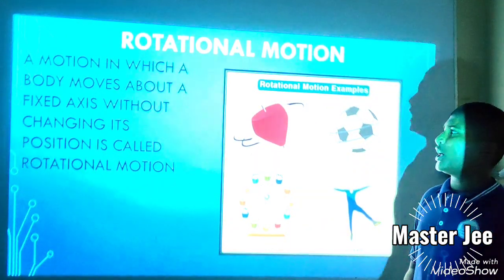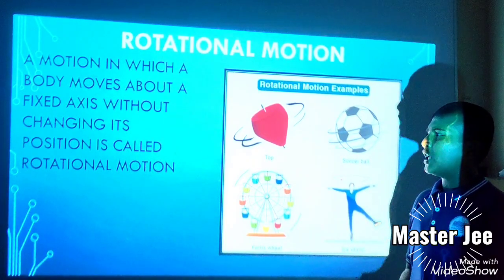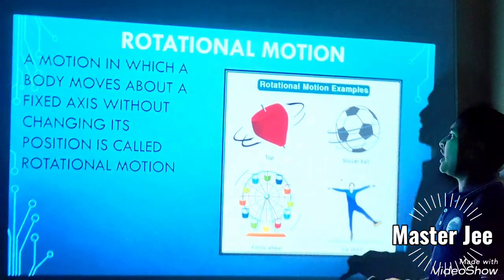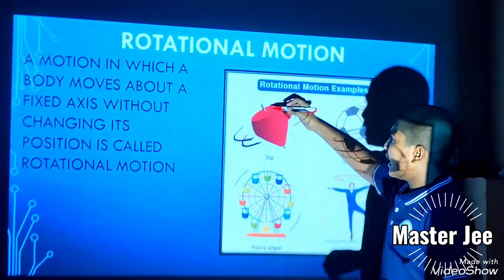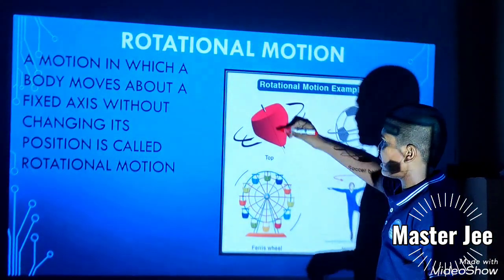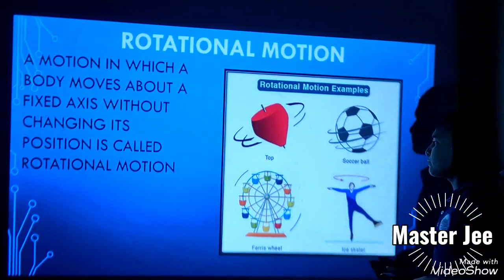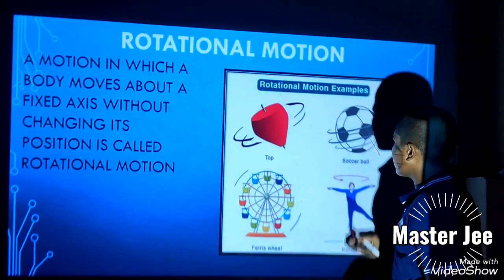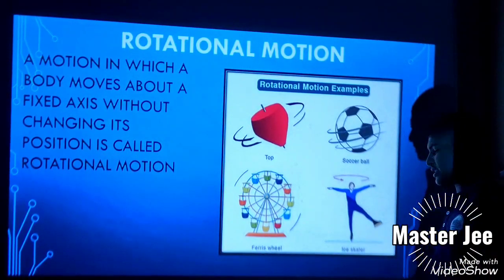A motion in which a body moves about a fixed axis without changing its position is called rotational motion. So here, the top is moving in a rotational way. It has an axis, this needle. And next is a ball. The ball is rotating about an imaginary line, that is the axis. So next is a Ferris wheel and an ice skater.